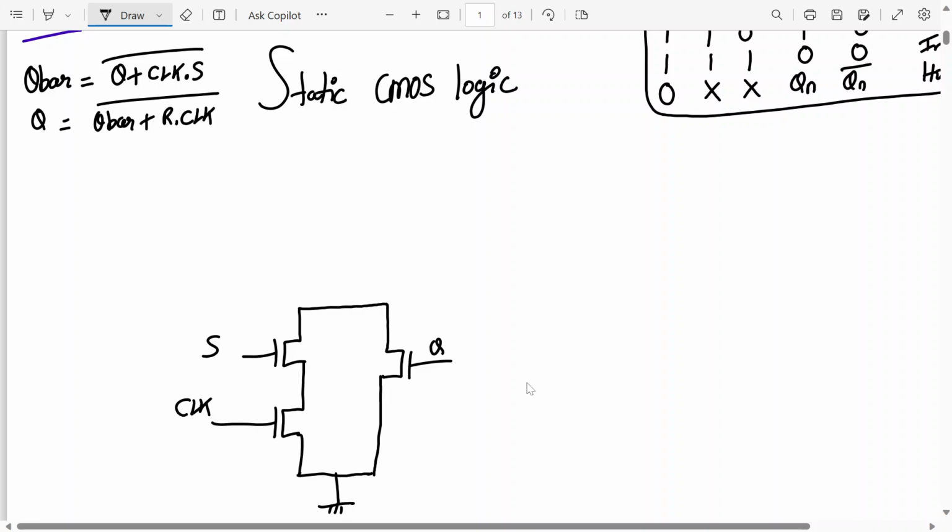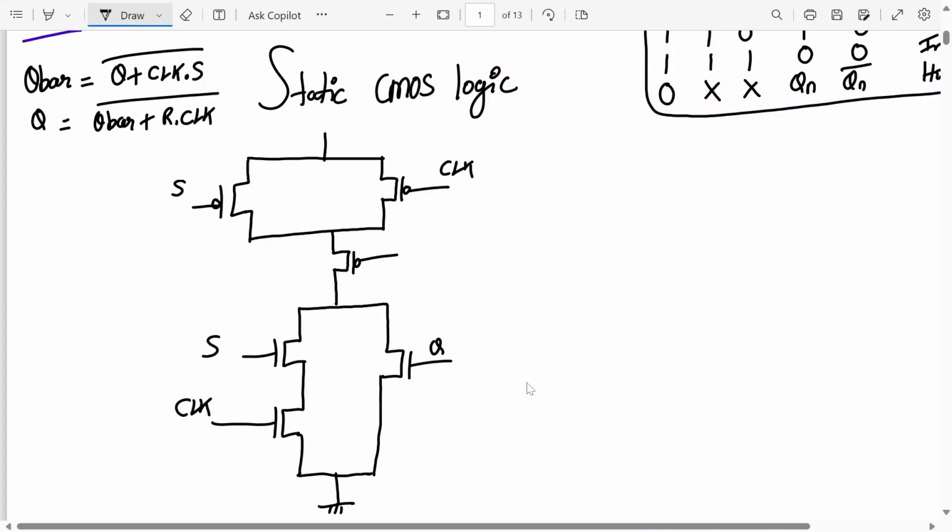Pull-up network will be exactly the reverse, right? So will the S and clock transistors be in parallel or series? The transistors with inputs S and clock will be in parallel. Yes, this will be in parallel, and this will be in parallel to clock. And then in series, what do we have? This is S and clock. In series, we will have a PMOS transistor with the input Q, right?